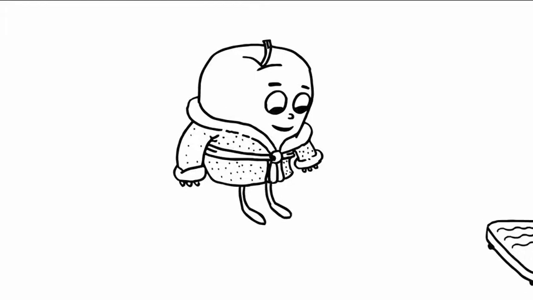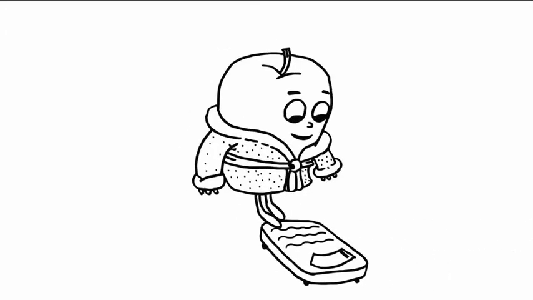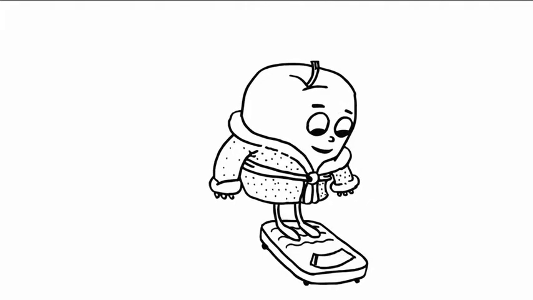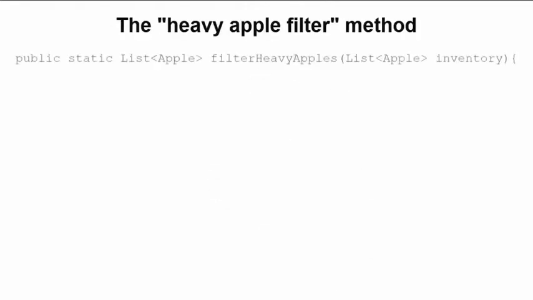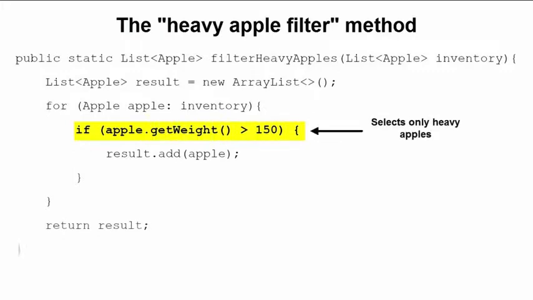Now suppose you'd also like to compile a list of apples that weigh over 150 grams. Time for another filter, which you might even create by copying and pasting the green apple filter. As you can see, apart from a few minor modifications, this new heavy apple filter is essentially the same as the green apple filter. In fact, apart from the method's name, the highlighted line is the only significant change.